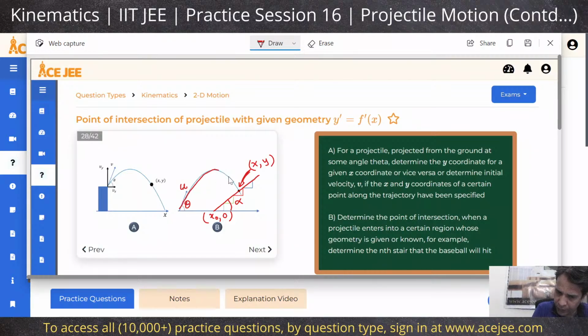What two curves? The first one is the parabolic path followed by the projectile, and the other one is the straight line. So what is the equation of the trajectory? y equals x tan theta minus g x squared by 2u squared cos squared theta. Is this what it is?